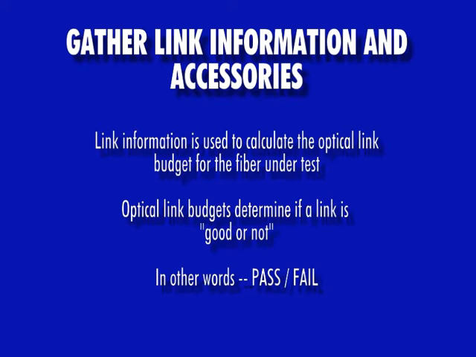Before beginning any fiber test, the user must gather the necessary link information and accessories required to complete the test. Link information is used to help determine how much loss is acceptable for the fiber under test, otherwise known as a link budget. Optical loss measurements are compared to the link budget to determine if the fiber is good or not, which is the same as saying pass or fail.